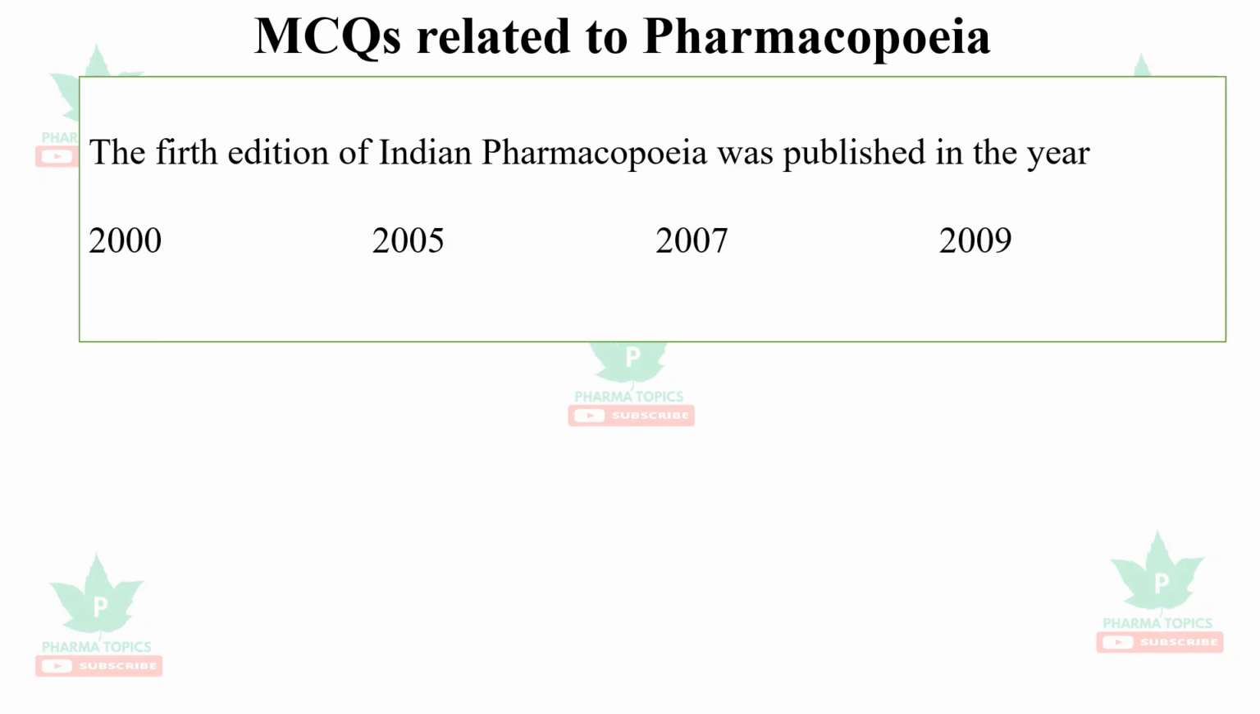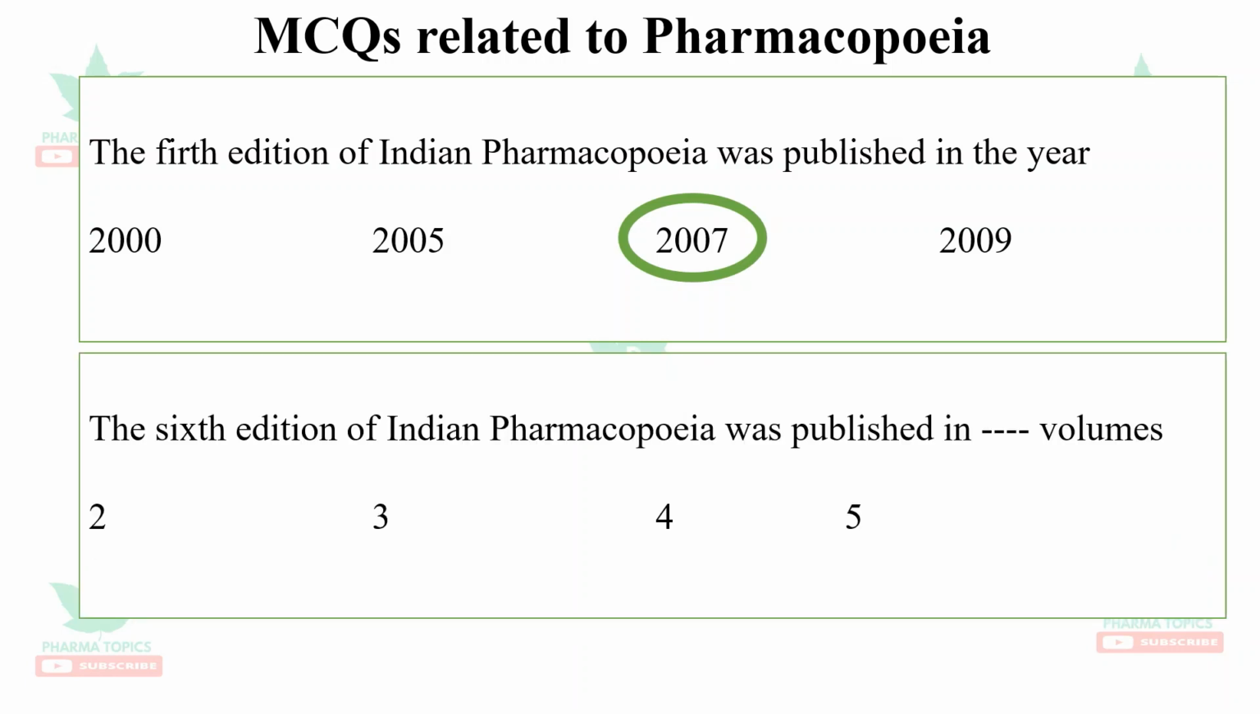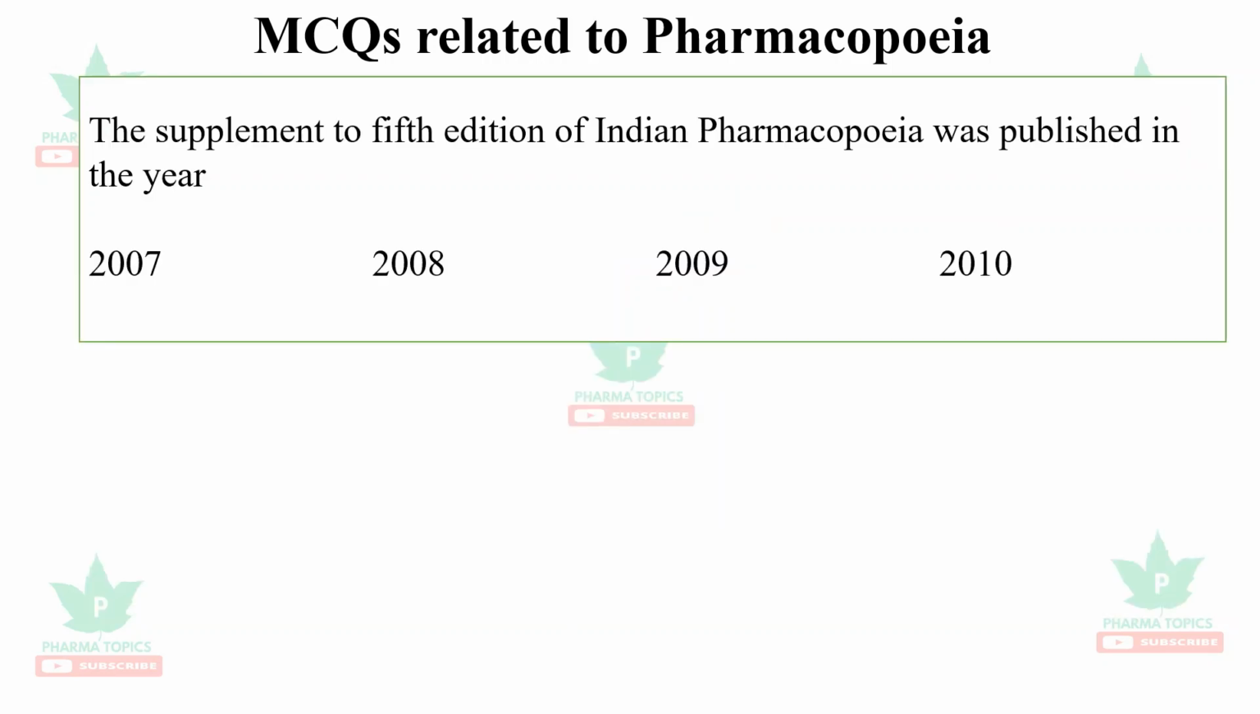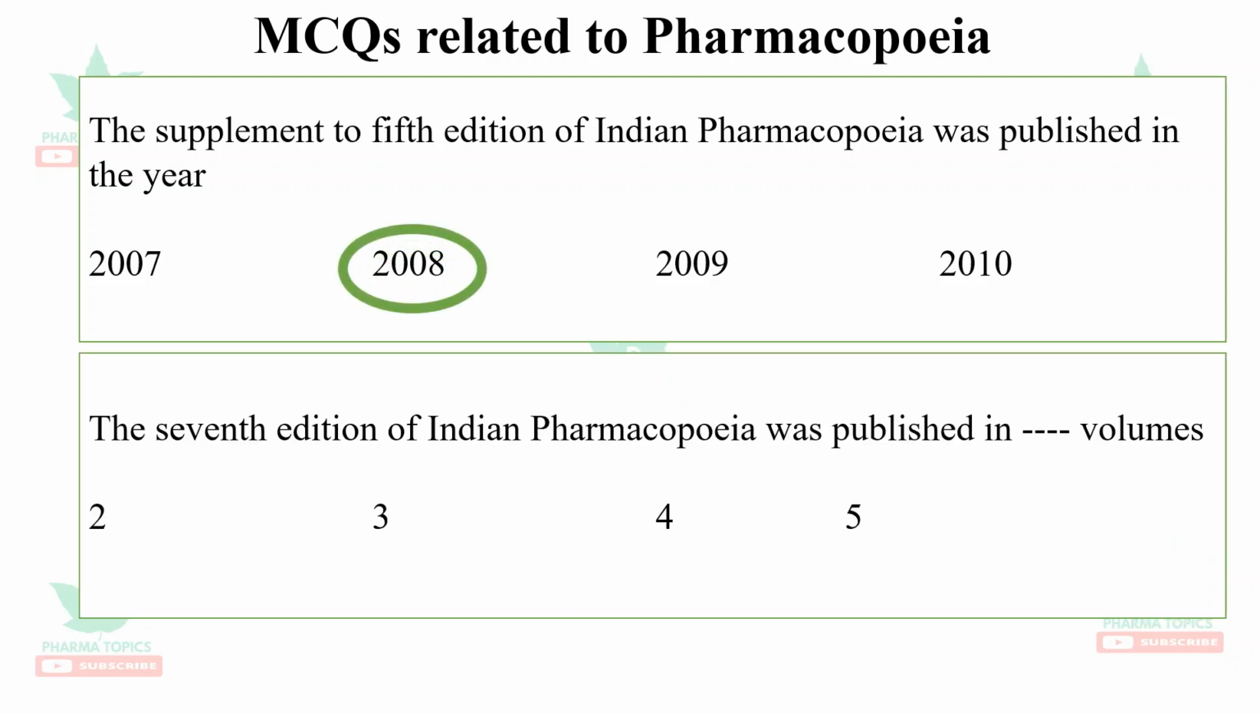The 5th edition of Indian Pharmacopoeia was published in the year 2007. The 6th edition of Indian Pharmacopoeia was published in dash volumes. It is 3 volumes. The supplement to the 5th edition of Indian Pharmacopoeia was published in the year 2007, 8, 9, or 10. It is 2008. The 7th edition of Indian Pharmacopoeia was published in dash volumes. It is 4.